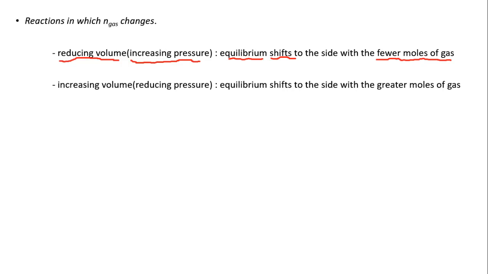The other thing we can do is increase the volume, or the same as reducing pressure. And here equilibrium shifts to the side with greater moles of gas. That's because you're expanding, so there's more room for gas molecules, so you want to pick the side that has the more moles of gas.